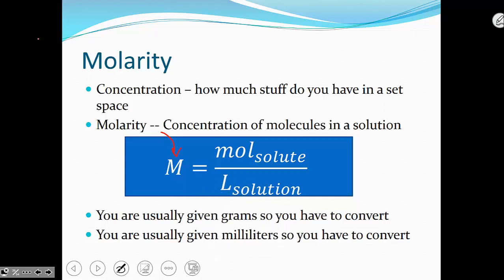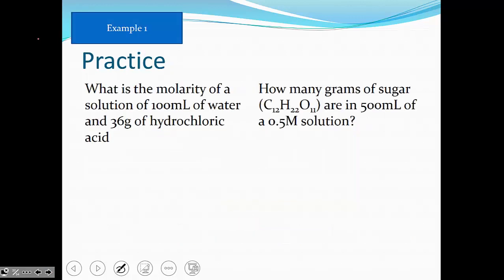Another thing of note is that we cannot measure out atoms of stuff. Knowing the moles of solute is going to be very difficult. Most often, you'll be given a gram amount, and you're going to have to convert that to moles in order to do these problems. So let's just hop right into it. Find example 1 in your packet. What is the molarity of a solution of 100 milliliters of water and 36 grams of hydrochloric acid?